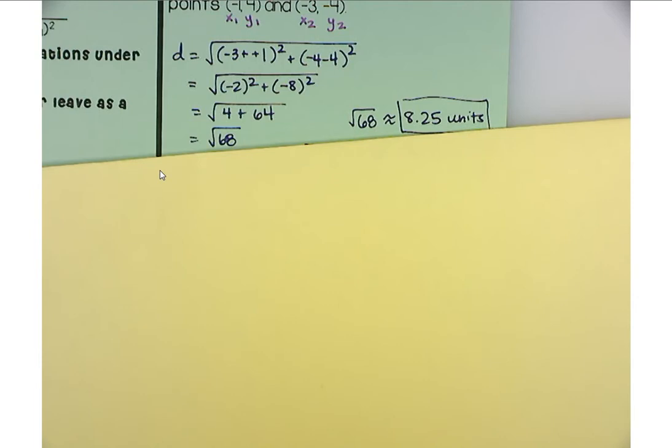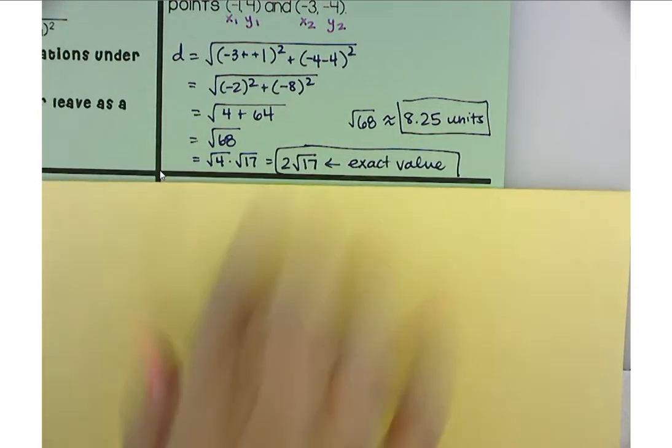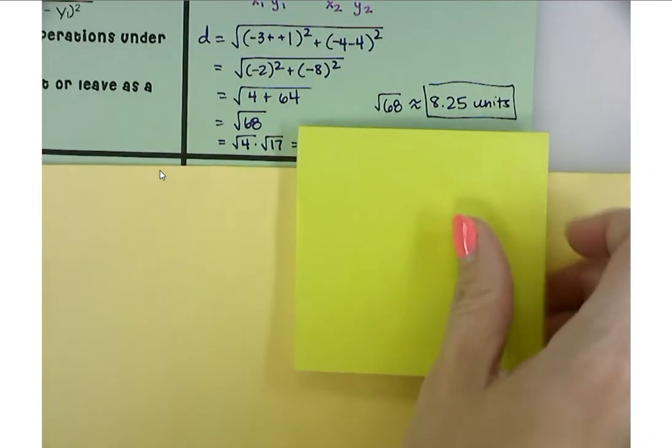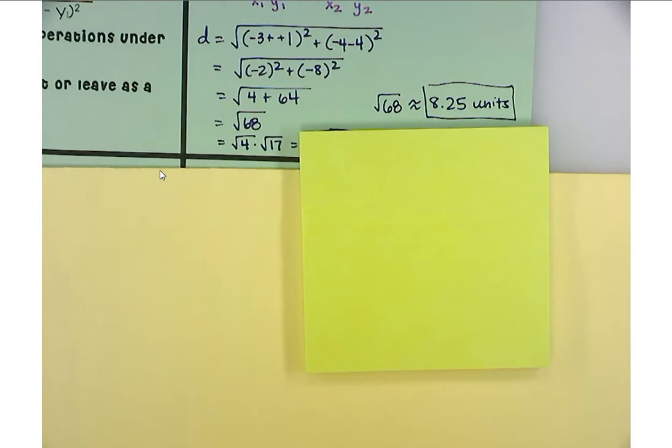So we're seeing if 4 goes into 68. Good. Okay, so 4 goes in there evenly then, right? Because I don't have a decimal. So what you can do is you can rewrite this. Okay, so we're just going to rewrite this as the square root of 4 times the square root of 17.